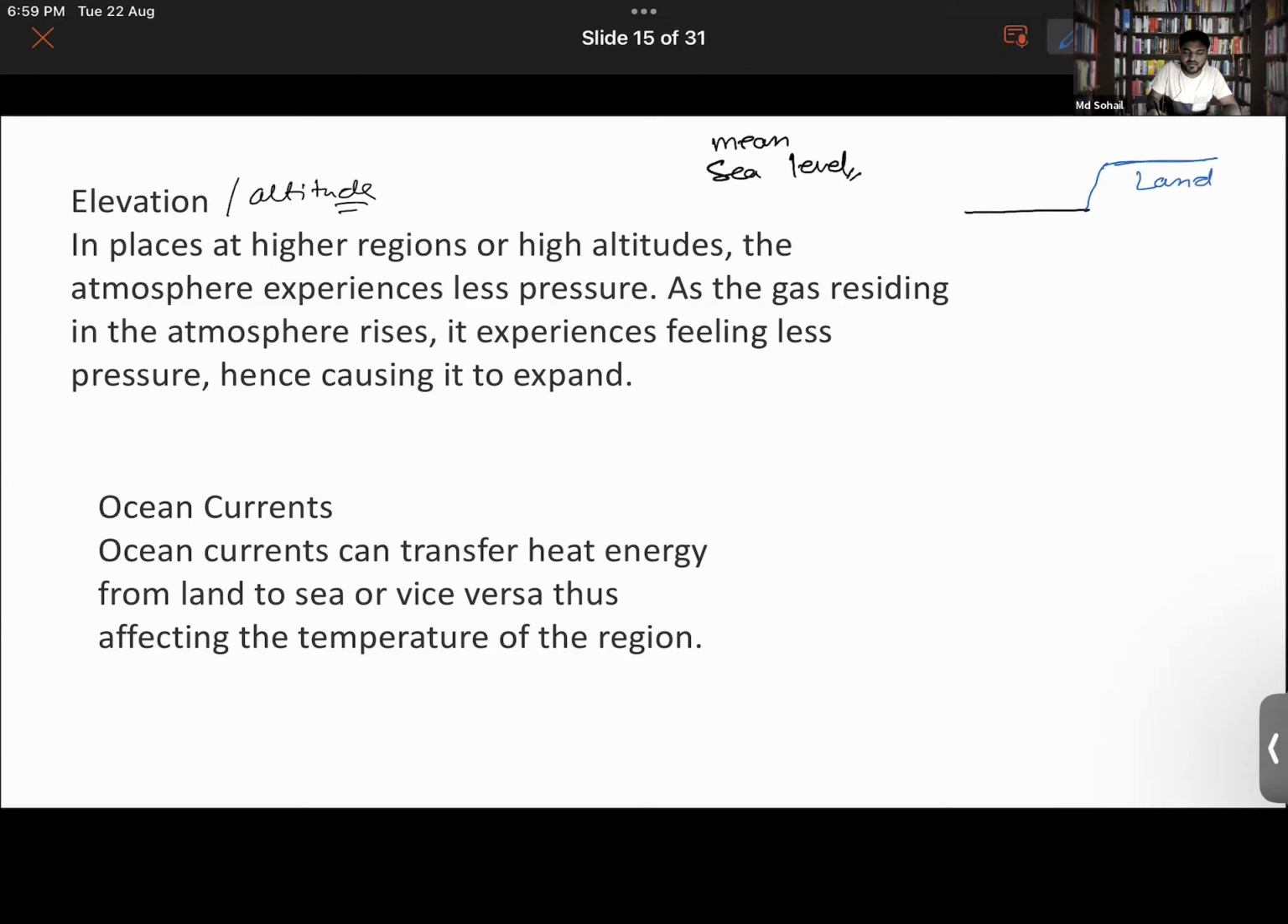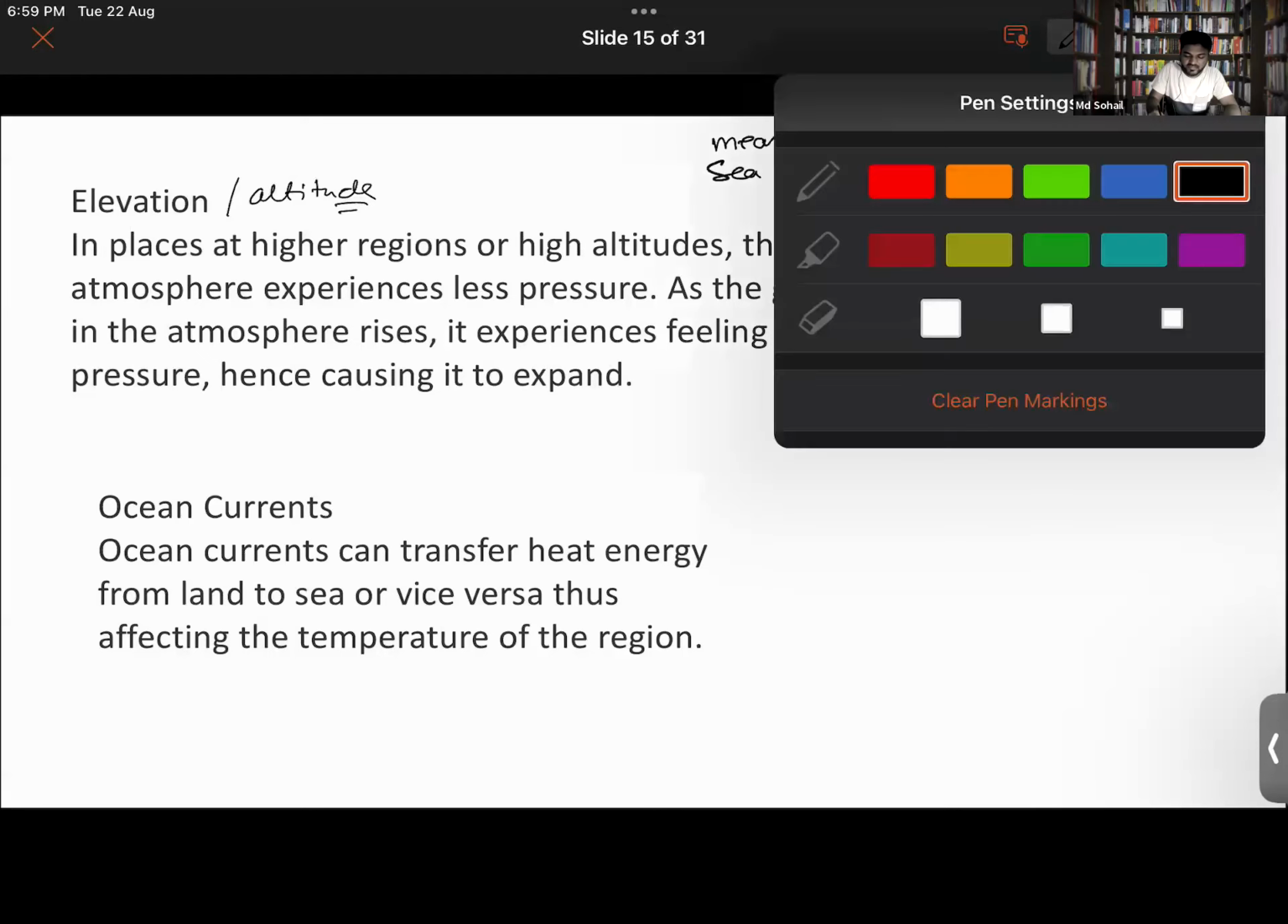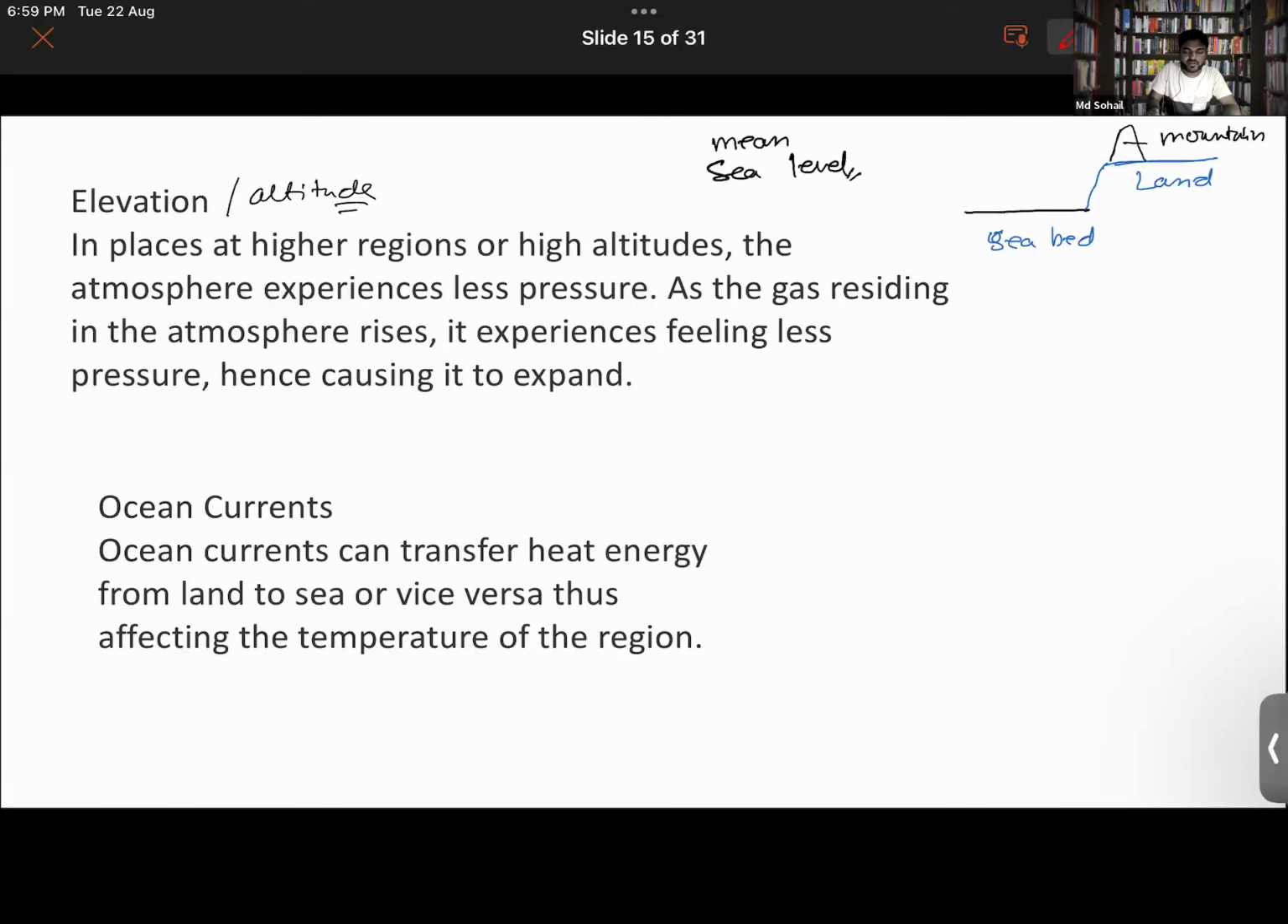Suppose this is your land and this is your ocean, or let's say seabed. And if you were to measure the height of a mountain on land, you will be measuring the height of this mountain not from the land but from the seabed.